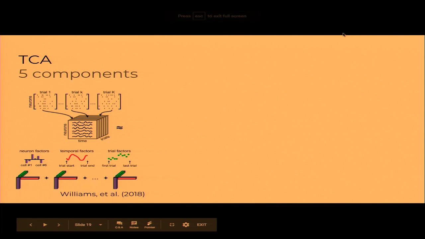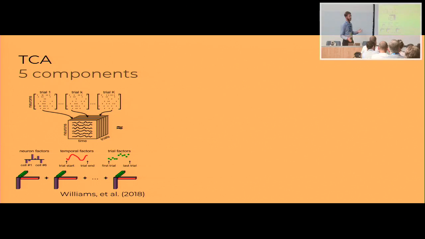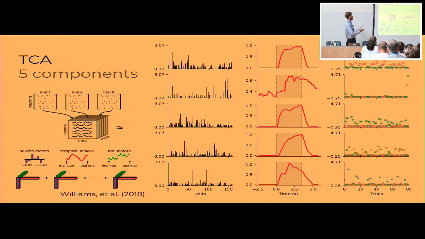Tensor component analysis is what I introduced before, where we do this decomposition directly on a third order tensor, which allows us to maintain this trial dimension that we would otherwise have to find a way to squeeze with PCA. The plot that we get looks something like this, where in this first column we have the neural factors, as people call them, which are essentially groups of neurons that show correlated patterns of firing.